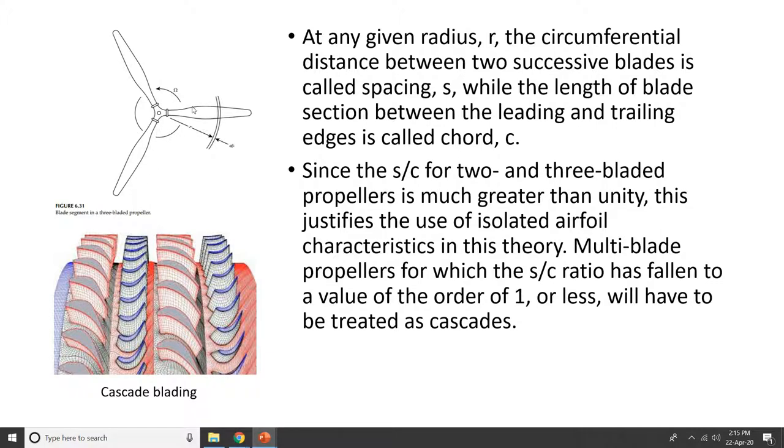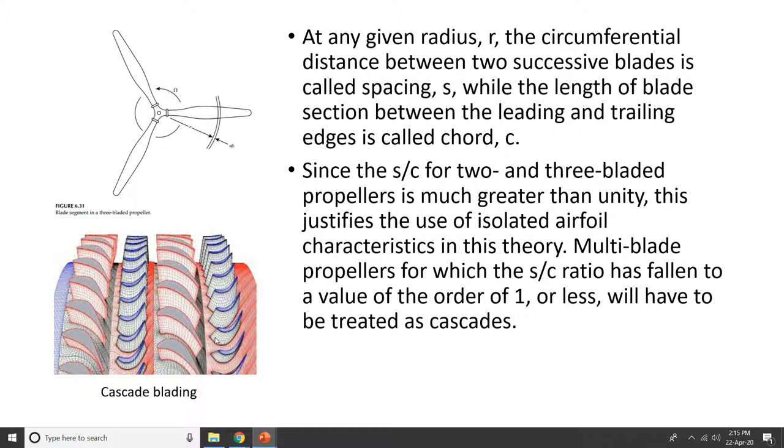Whereas if you have the S to be very small, this length is very small, but this is very big, which is lesser than unity, then you get something called a cascade. So this is called a cascade blading, or your compressor.